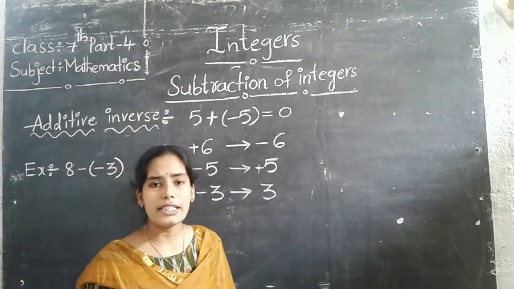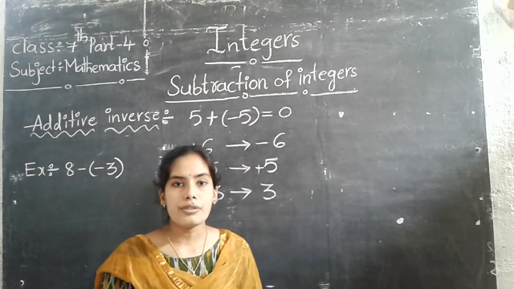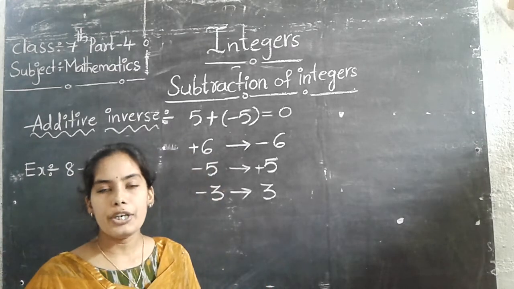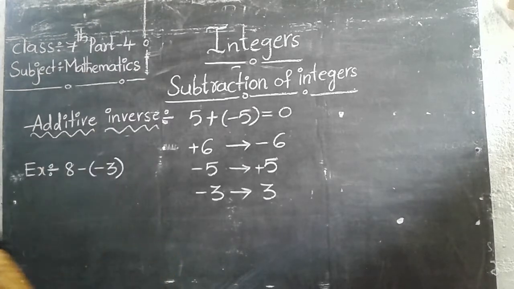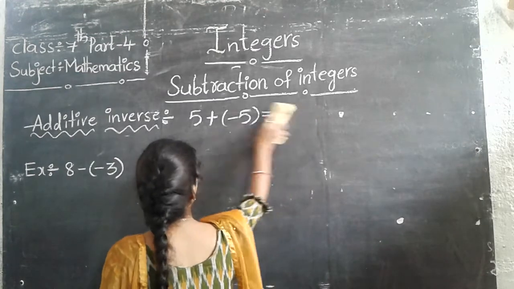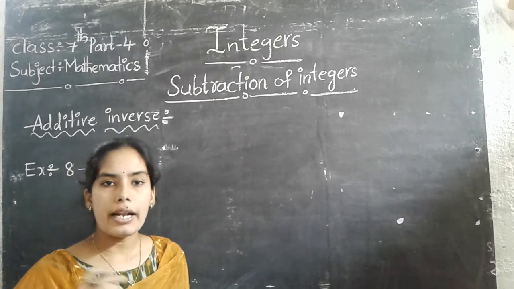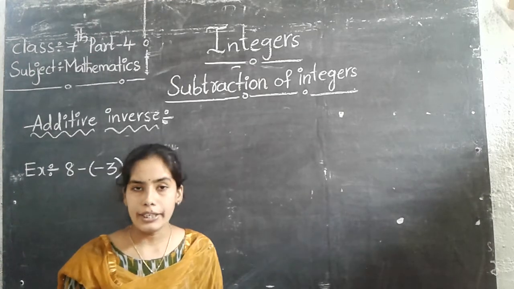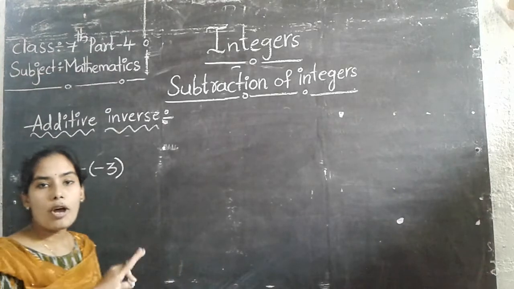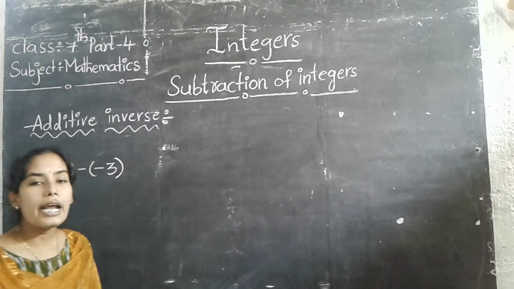So in subtraction, why are we discussing this additive inverse? To subtract integers, we must follow the additive inverse rules. Okay, so how do we use it? Children, to subtract two integers, we follow the additive inverse. That is, in subtraction we have to convert the problem into an addition operation.